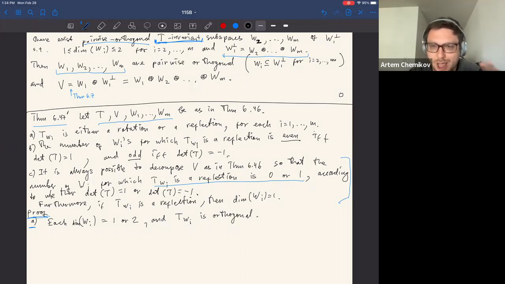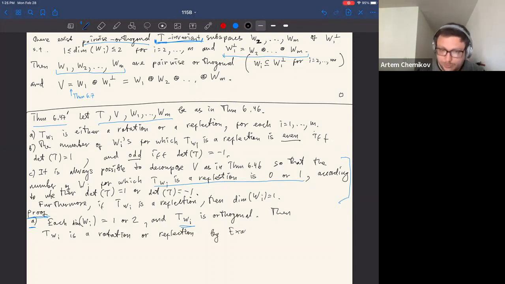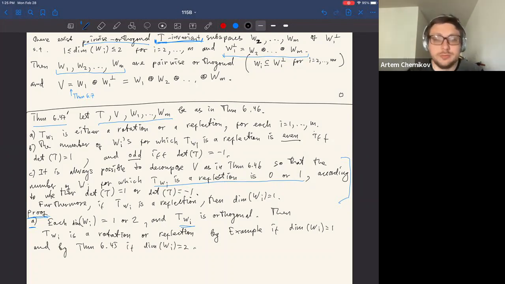But now if I restrict to one of the Wi's, I have an orthogonal operator, T_Wi, living on a subspace of dimension 1 or 2. So this means I can apply those cases. Then we have that T_Wi, so T restricted to Wi, is a rotation or reflection, by the example in the lectures if the dimension of Wi is equal to 1, and by Theorem 6.45 if the dimension of Wi is equal to 2. So this allows us to utilize the previous results, and the restriction of T to each of the Wi's is either a rotation or a reflection.